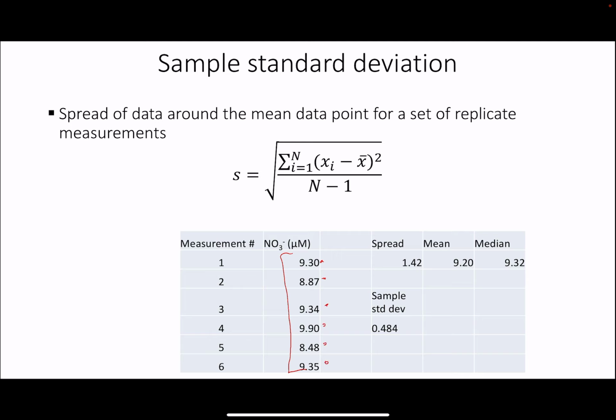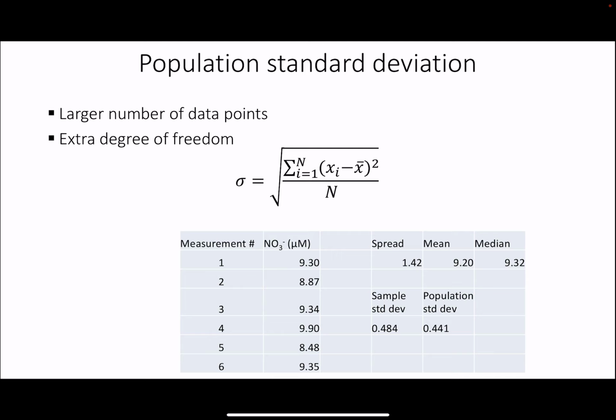So you would take each observation minus the mean, square it, and sum that over all 6 of your observations, divided by 6 minus 1, which is 5. You take the square root, and that gives you your sample standard deviation. This is your population standard deviation, which again I said is very rarely used, but nevertheless it's good to know. And when you have 6 replicates like this, or a fairly small number of replicates, they're going to be very similar to one another.